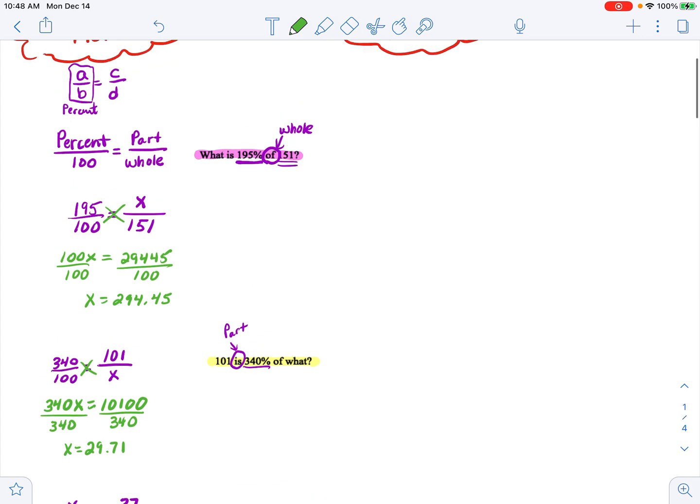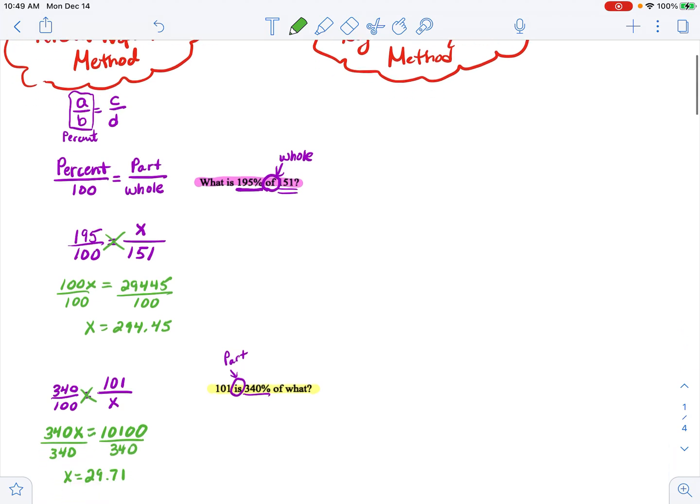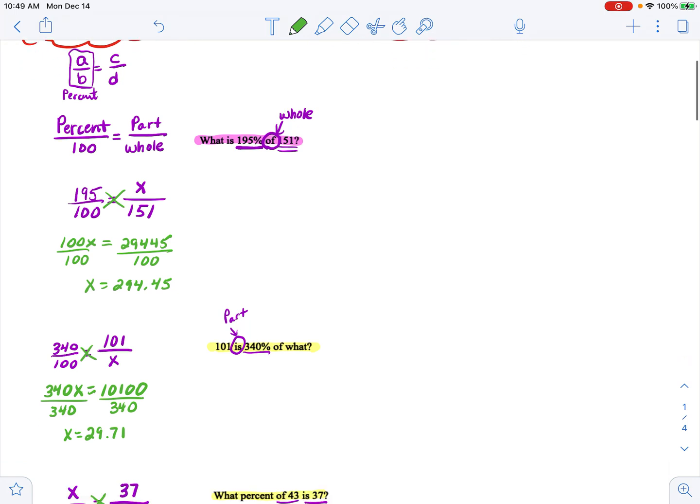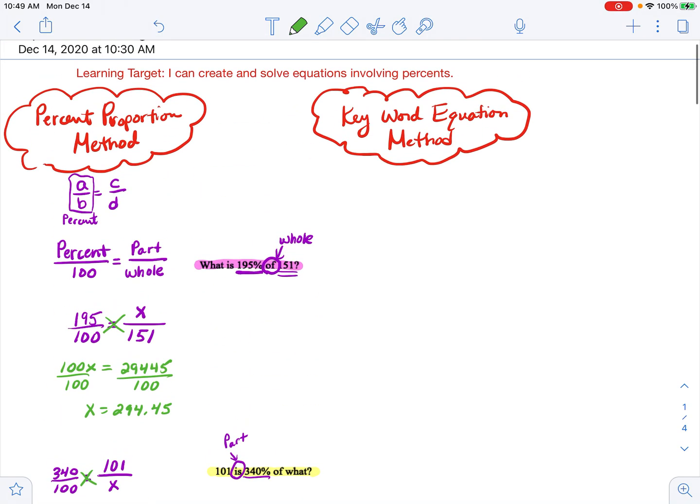This, my friends, is called the percent proportion method. So again, we're setting up a proportion, which is a fraction equals a fraction. The first fraction is our percent fraction, and the second fraction is our part over whole. We looked at three different examples here. One where we found the part, one where we found the whole, and one where we found the percent. That's the percent proportion method.